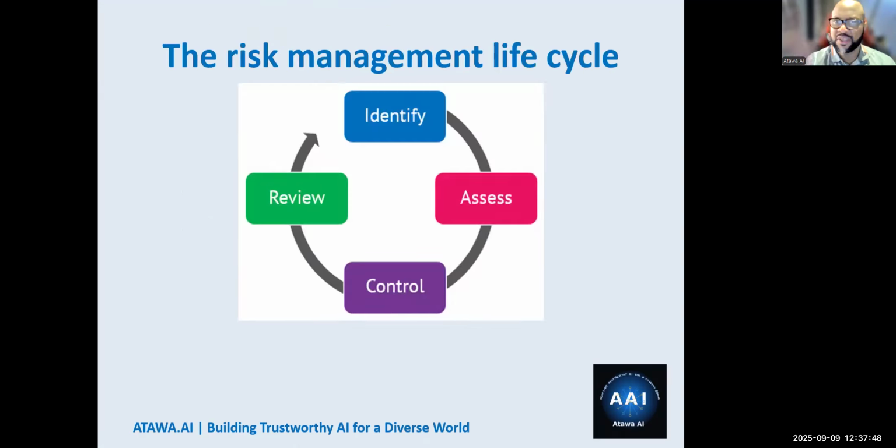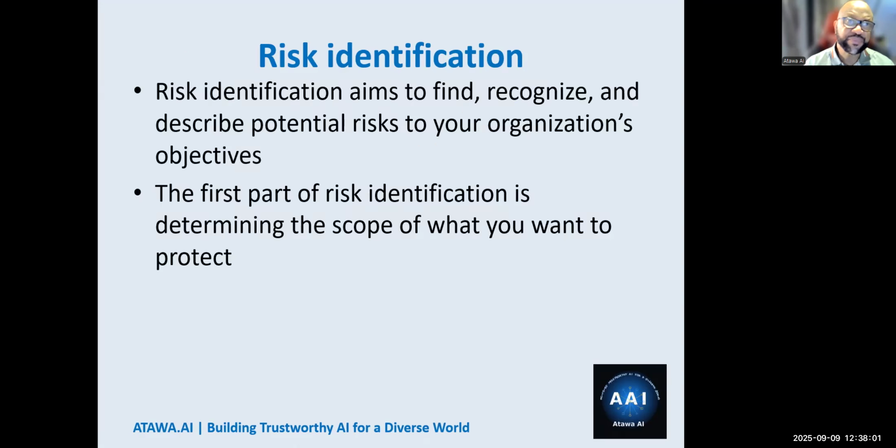So this is called the risk management cycle, from identifying your risk to assessing the risk, to obviously controlling the risk, and then review or continuous monitoring. So it's like a cyclical process.